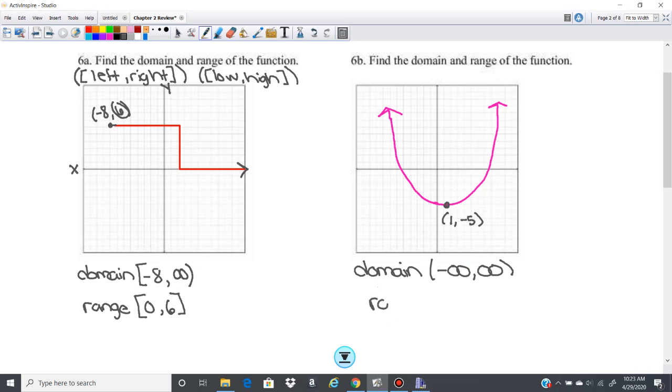Okay, now your range, again, that's the lowest point to the highest point. This actually has a lowest point. You're going to pull the y value. Okay, remember for range you want y value, domain you want x value. So your lowest point here has a y value of negative 5. That gets a bracket because we touched the negative 5. And then we're going to keep expanding upwards towards positive infinity. So negative 5 to positive infinity with a parentheses.